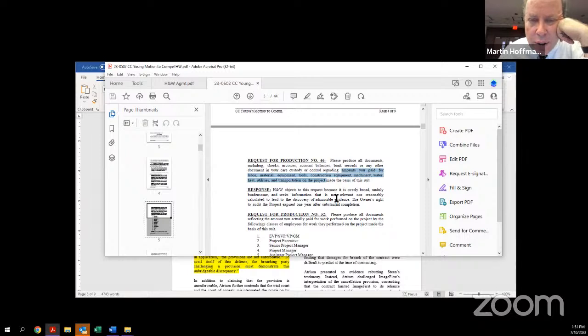Please produce all documents, including checks. I agree that's probably too broad. Invoices, that's fine. Invoices need to be produced. Account balances for this, I assume for this project, I think is probably okay. Bank records for this project, I guess, maybe okay.